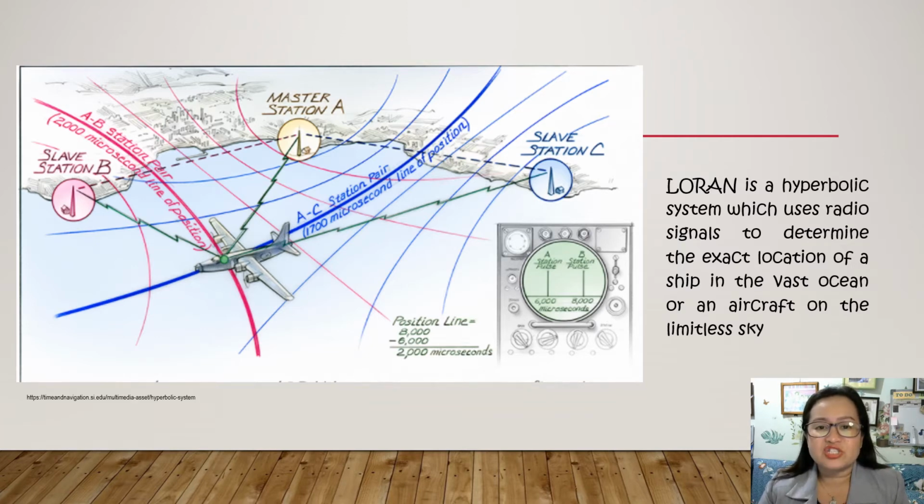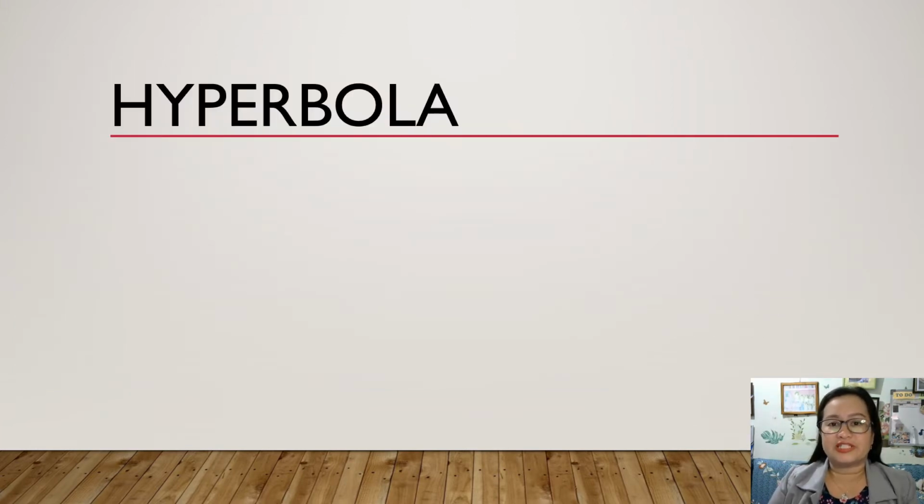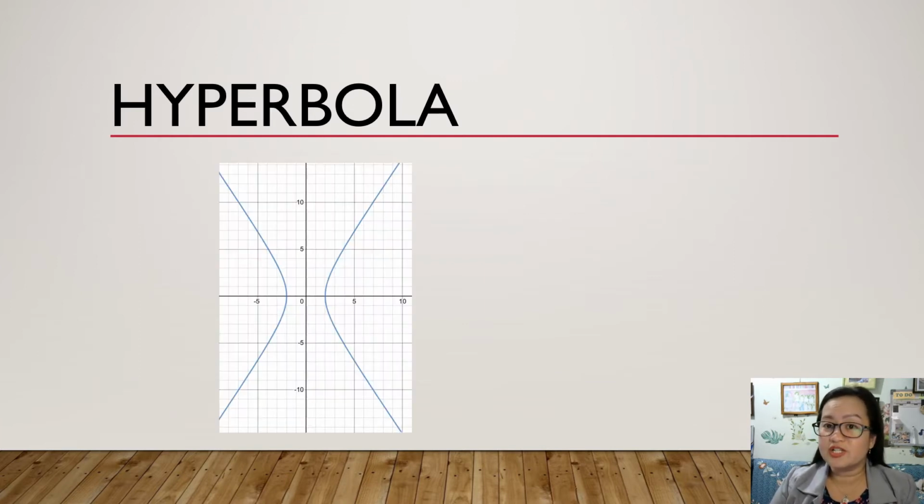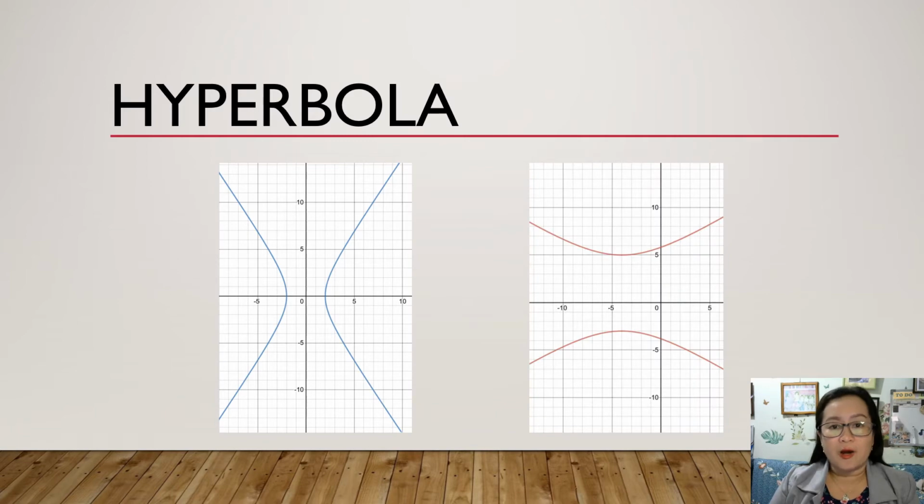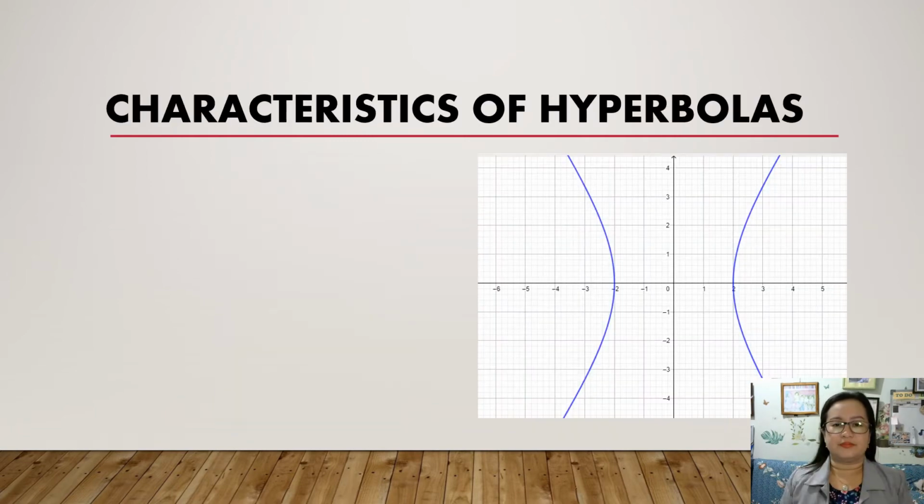Just imagine navigating without LORAN. But do you know how this system works? To answer that, let us study the different characteristics or properties of hyperbolas. Hyperbolas are like pairs of parabolas, which may open sidewards or upward and downward.